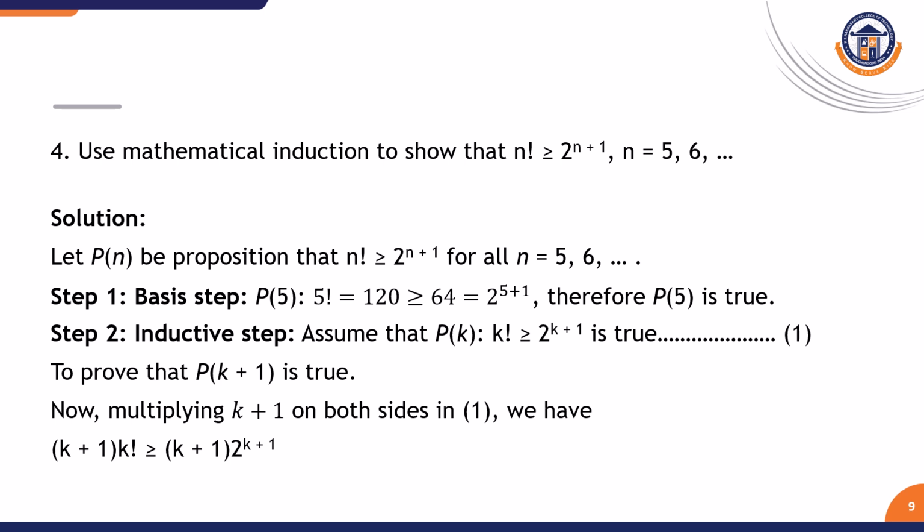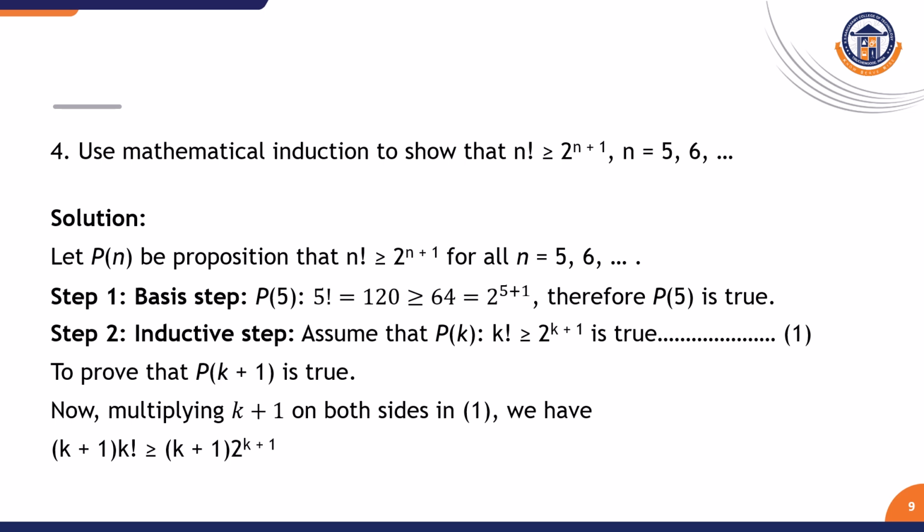So now we move to the fourth problem. Using mathematical induction, this differs from the previous three problems because this is an inequality. n factorial is greater than or equal to 2 power n plus 1, but n starts from 5, 6, etc. So here, let P of n be the proposition that n factorial is greater than or equal to 2 power n plus 1. Here the n value starts from 5. So in this basis step, we are going to verify P of 5 is true, not P of 1 is true. Is it clear? Okay.